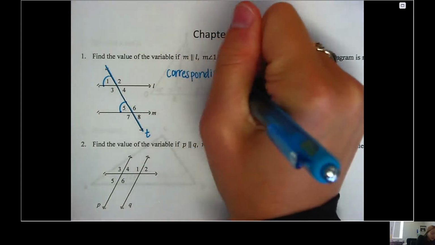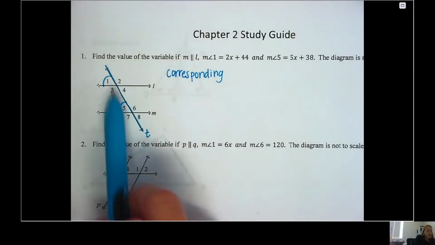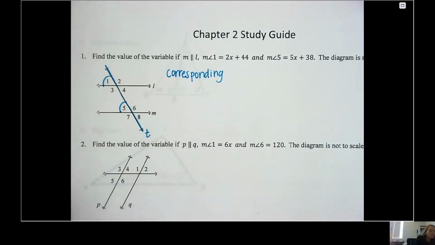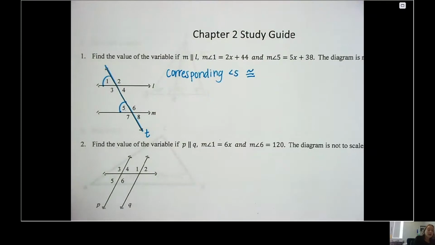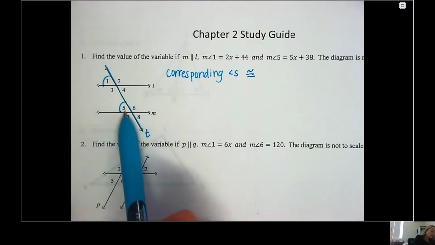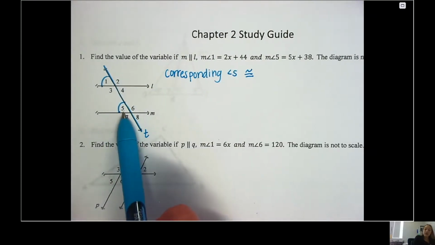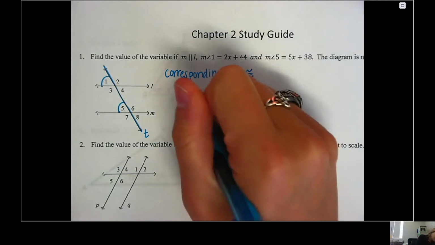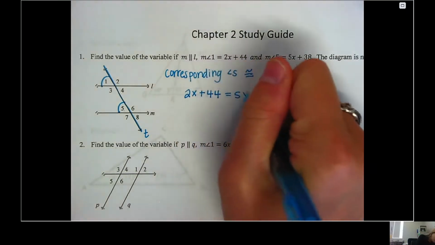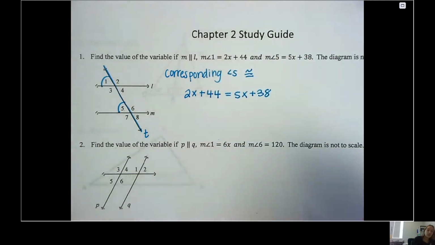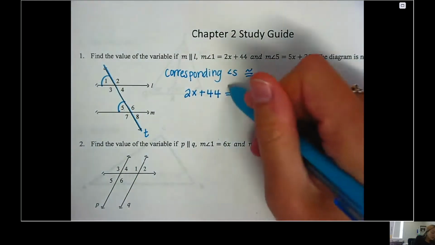And remember, corresponding means it's almost like a copy and paste. If I copied angle 1 and pasted it down below, it would be in the same position as angle 5. Well, I know that corresponding angles are congruent. That means they're exactly the same. So these two angles should be equal to each other. So I'm just going to take the two equations and set them equal to each other, and then I'm going to solve the equation for x.